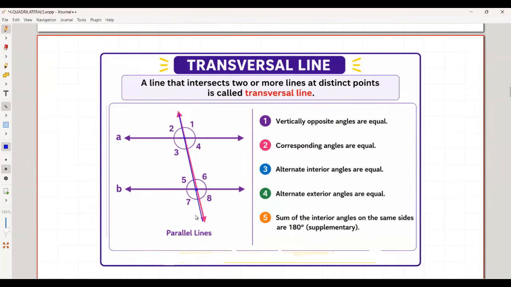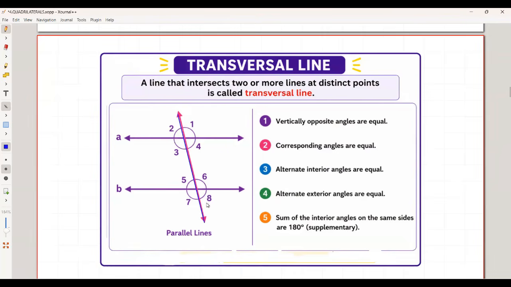If the transversal intersects two parallel lines, 8 angles are formed. You can see here 1, 2, 3, 4, 5, 6, 7, 8. So 4 angles are forming.